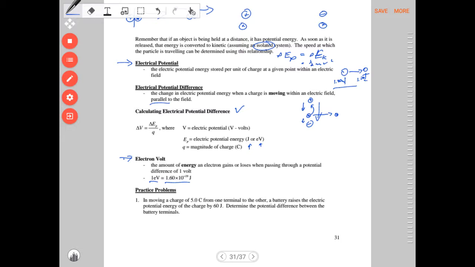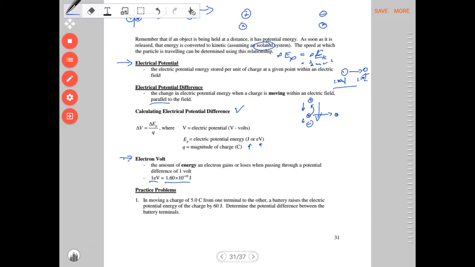All right, so let's look at the practice problems, and hopefully these will become more clear to you. Number 1: in moving a charge of 5.0 coulombs from one terminal to the other, a battery raises the electric potential energy of the charge by 60 joules. Determine the potential difference between the battery terminals.